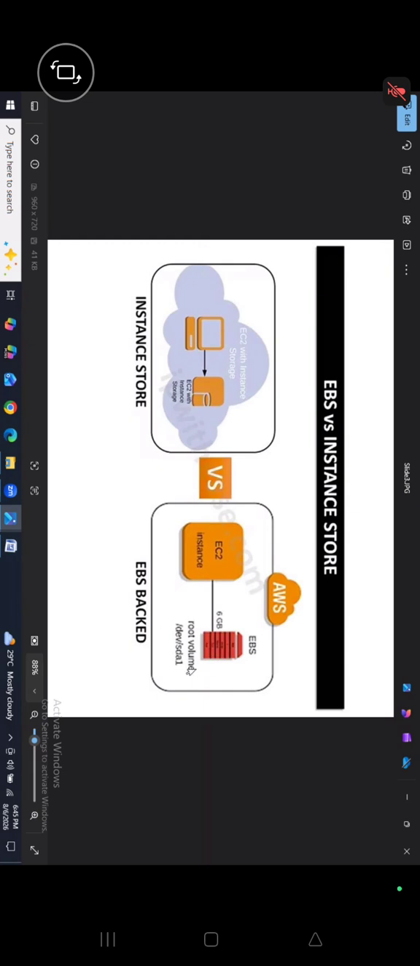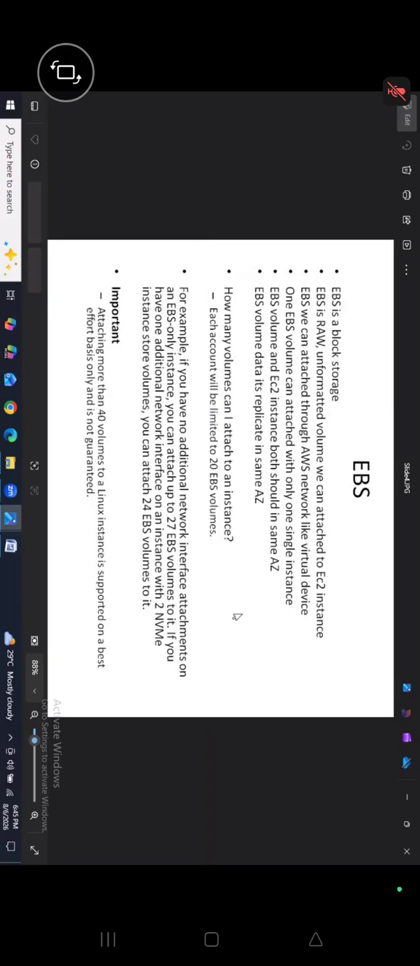By default, the root volume name we have is /dev/sda1. In this /dev/sda1 itself we are going to install the operating system. I hope you got it, guys. EBS we attach through the network. Those are a few interview questions. EBS is a block storage. EBS is an unformatted volume we can attach to an EC2 instance. So EBS we can attach through the AWS network like a virtual device, right? With the help of the network only we attach the EBS volume.